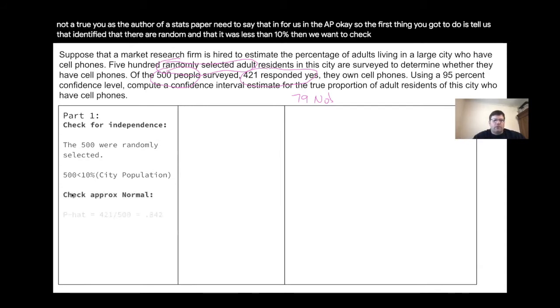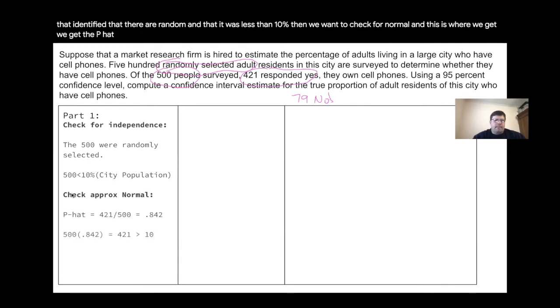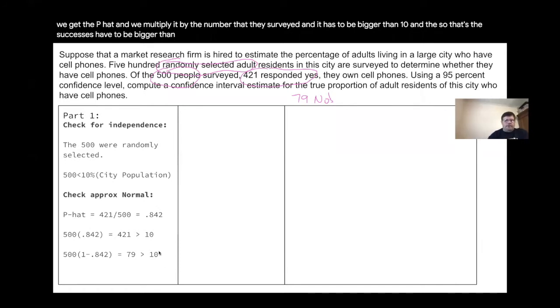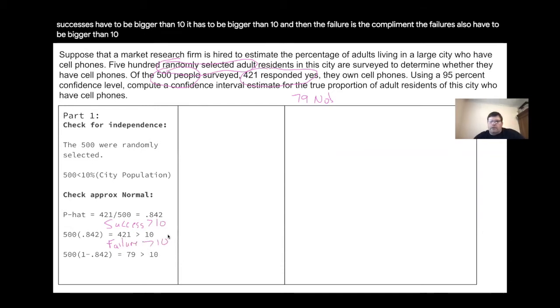Then we want to check for normal. This is where we take p hat and multiply it by the number that they surveyed, and it has to be bigger than 10. So the successes have to be bigger than 10. And then the failures are the complement. The failures also have to be bigger than 10. So you have to show me that they're going to get enough in each category.